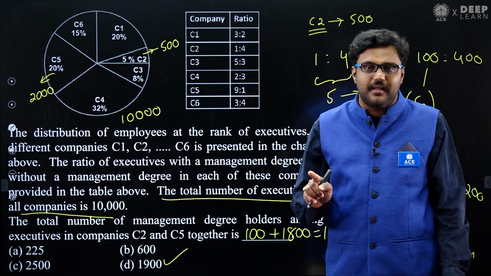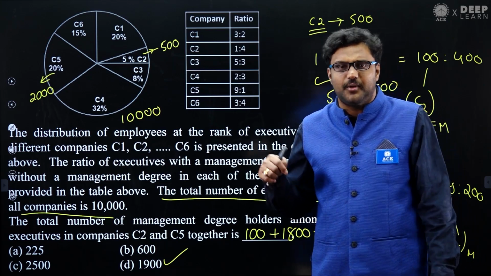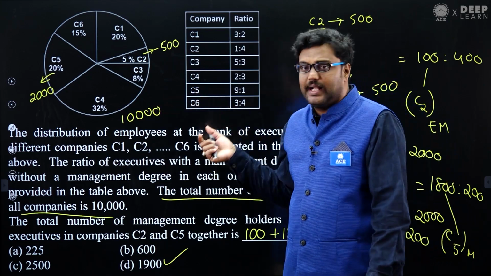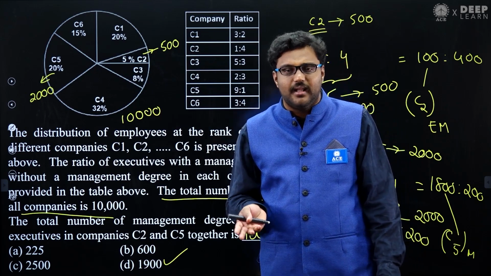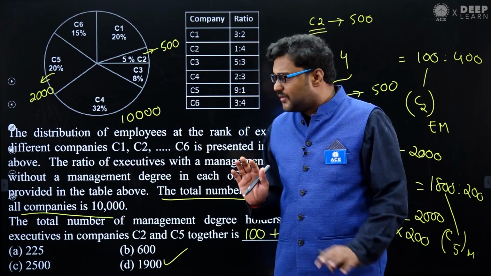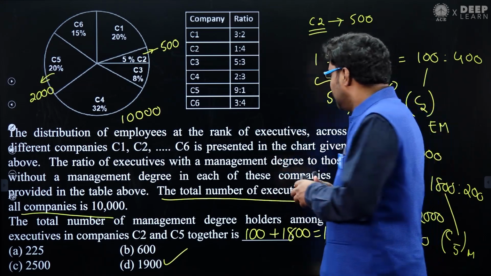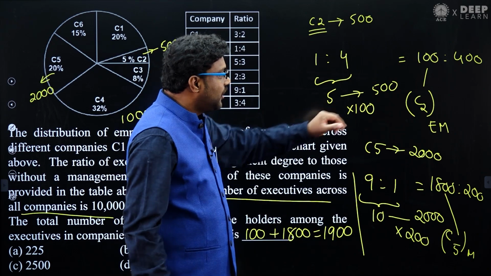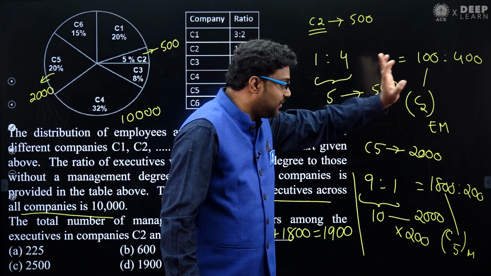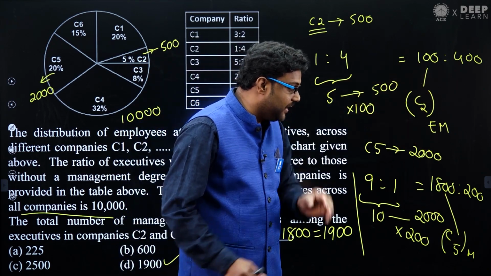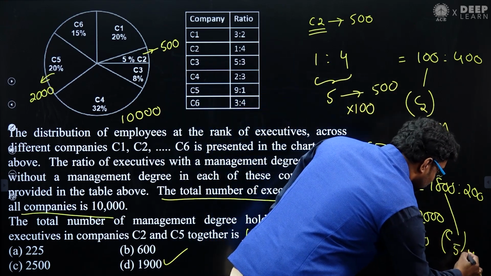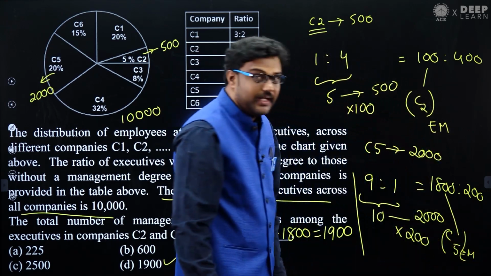They'll ask only one question. It's not like other competitive exams where they give two diagrams and there are many questions related to them. Here they'll ask only one question. So you just try to collect the data that is required. Got it? So we got company 2 executives having a management degree, and in company 5, the executives having a management degree.